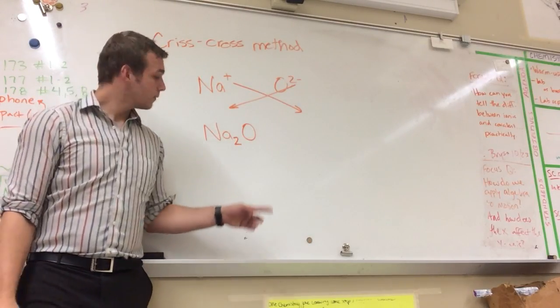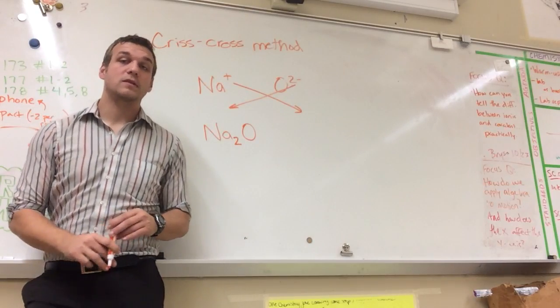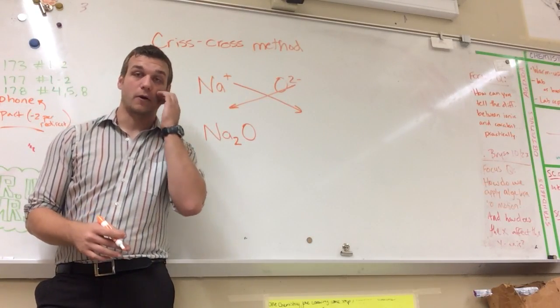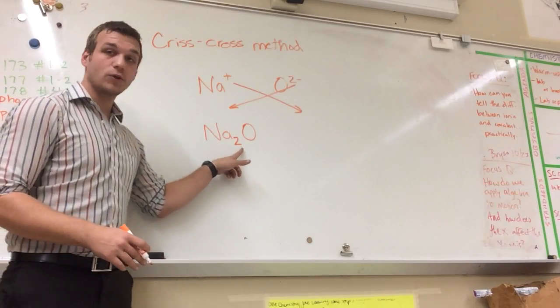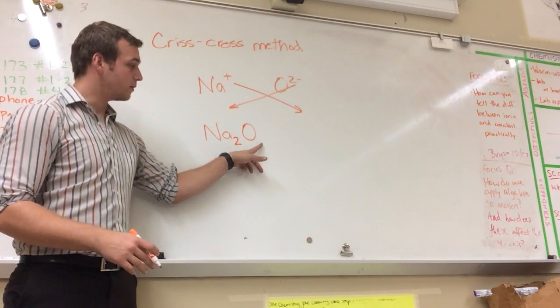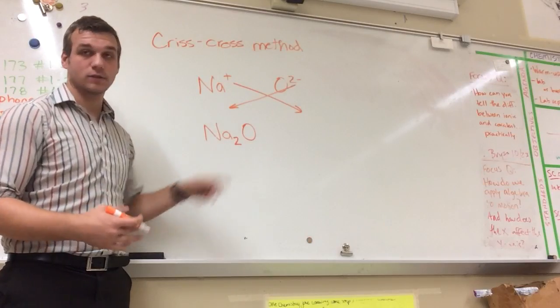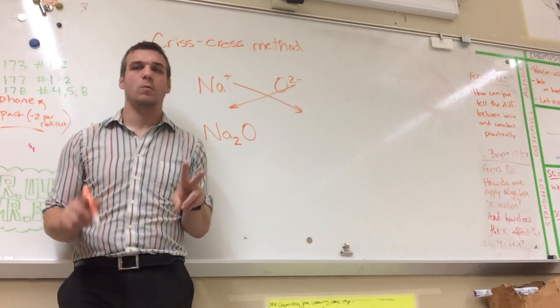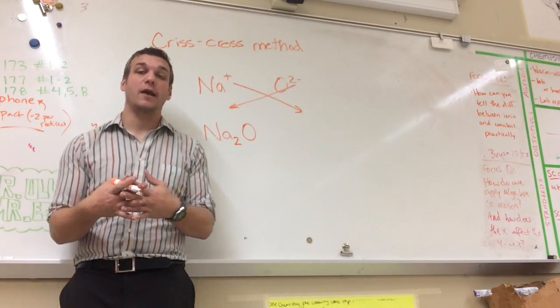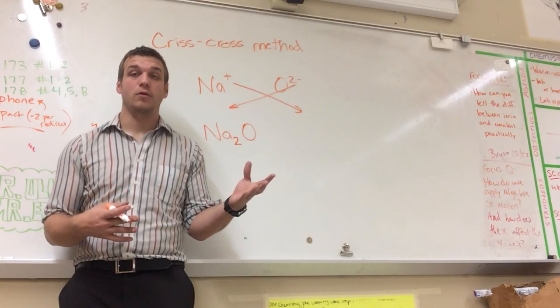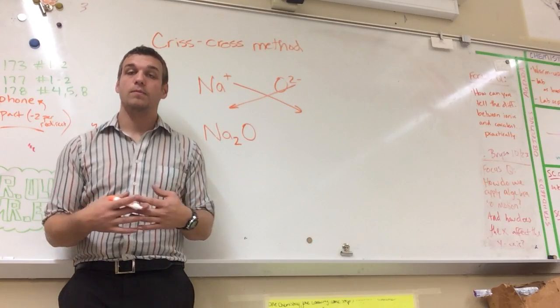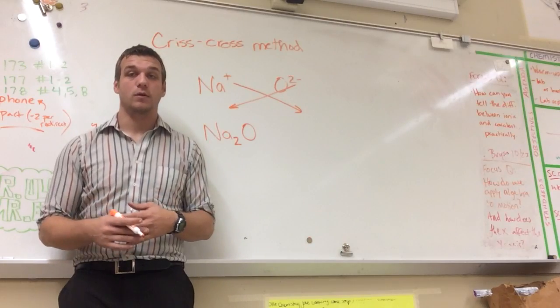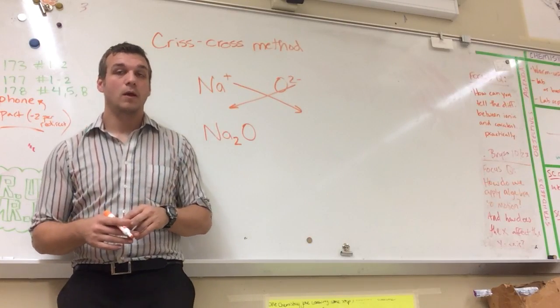Okay? These are called subscripts. The subscripts show you how many atoms there are of the one before it. So the 2 shows you 2 sodiums, and they're 1, so 1 oxygen. Okay, so 2 sodiums and 1 oxygen will always meet together. There will never be 3 sodiums and 1 oxygen. There will never be 4 sodiums and 1 oxygen. It's always going to be a 2-to-1 ratio.